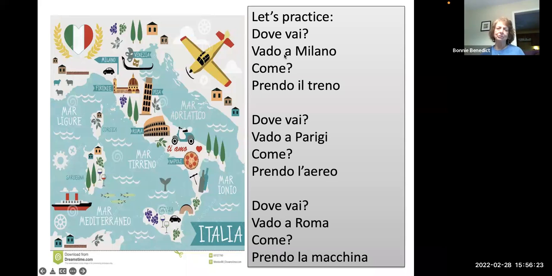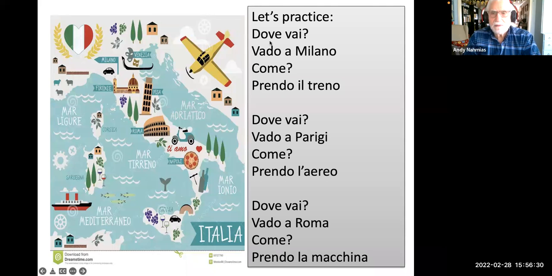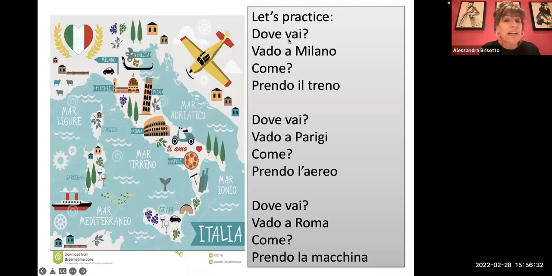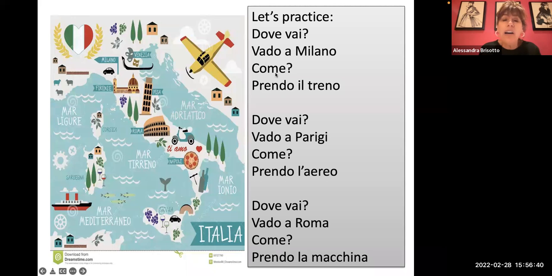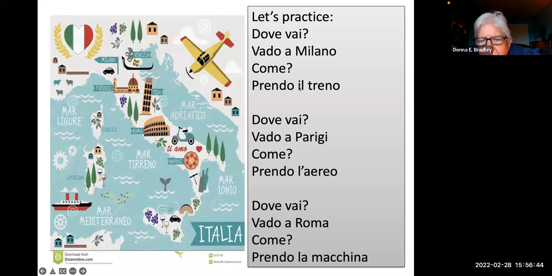Vado a Milano. Come? Prendo il treno. Okay, so dove vai? Where are you going? I go to Milano, a Milano, because it's a town. Come, how? I take the train. Taking the train. Prendo il treno.